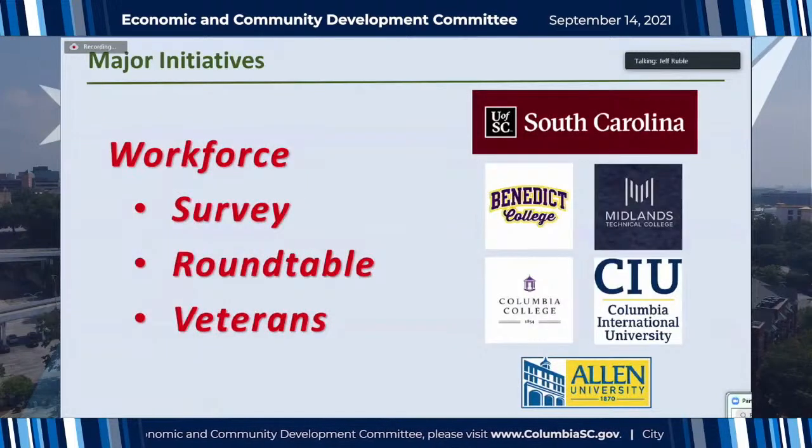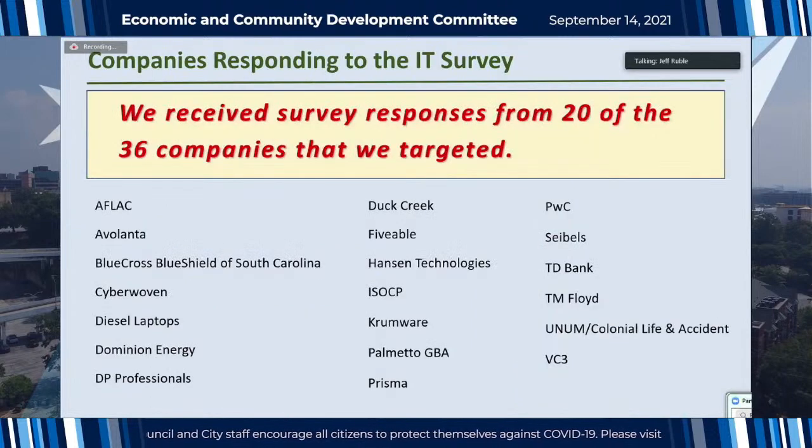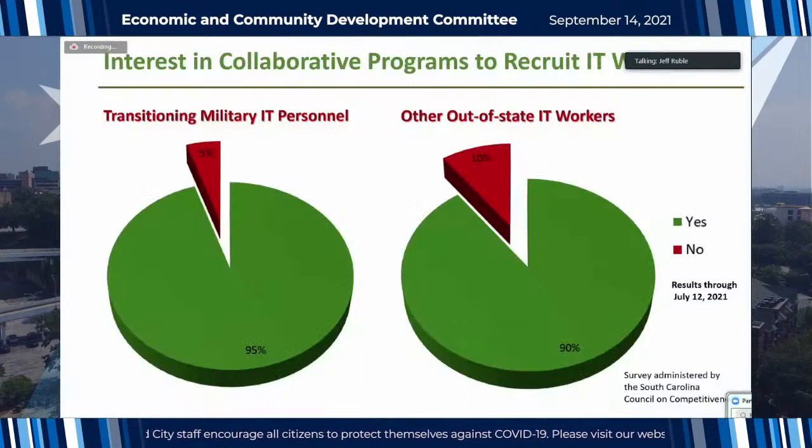A third area, and this is a big one, is workforce. What we found is there's very little structured research going on with the University of South Carolina and our largest employers. We've done 2 or 3 things. We've done a survey, and I'll touch on a few of the results there. We're working on a roundtable, and we're starting a program to better identify and recruit transitioning military workers into the market. So we did the survey. These were the folks that responded. We found that transitioning military is a hot topic.